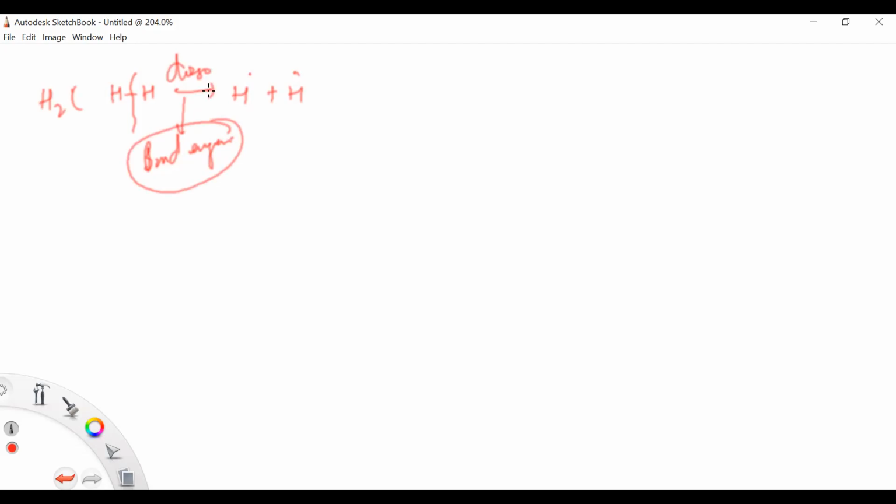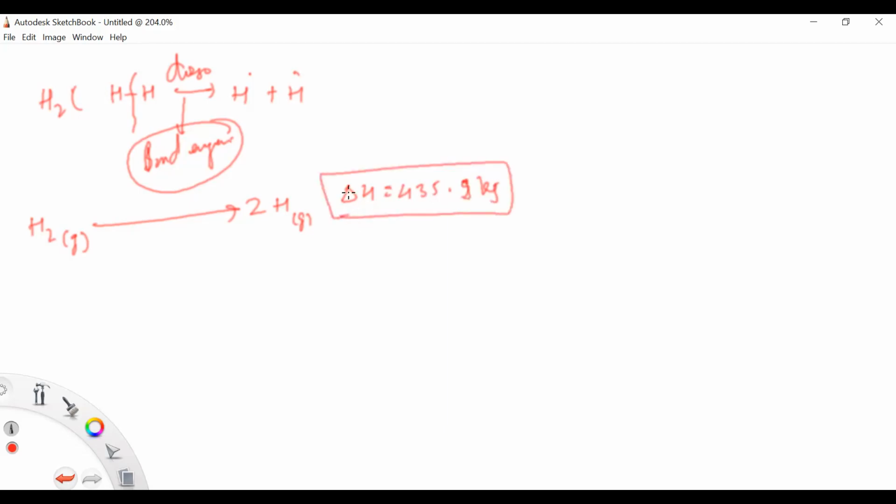So the bond dissociation enthalpy of the hydrogen molecule, for example H2, is in the gaseous form. If we dissociate it, what will we get? Twice 2 hydrogen. So the delta H, the enthalpy of this hydrogen molecule which is dissociated, is 435.9 kilojoule. This much amount of energy or enthalpy is required to break the bond, right?